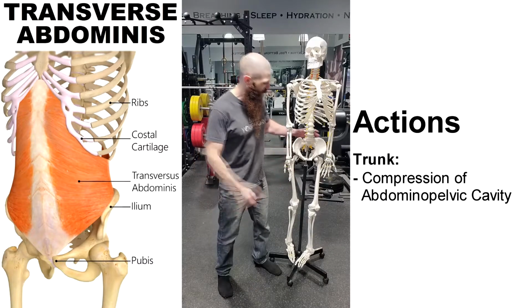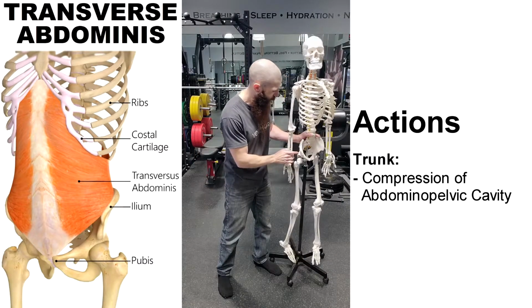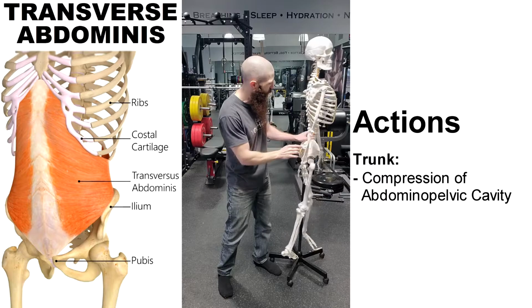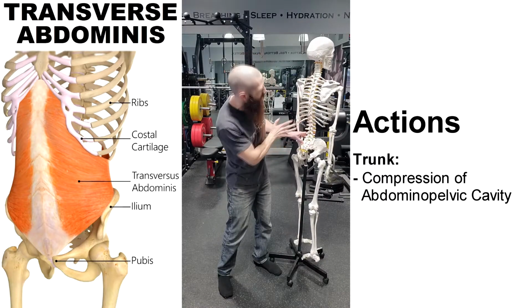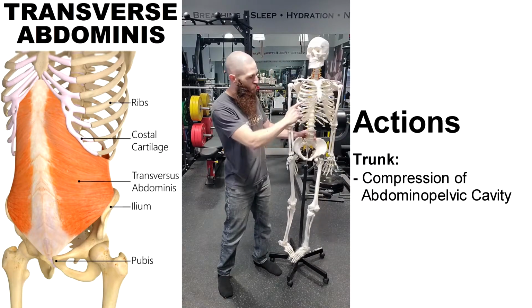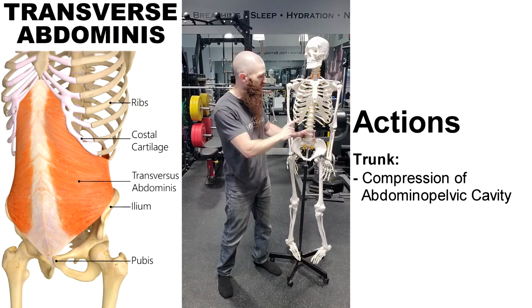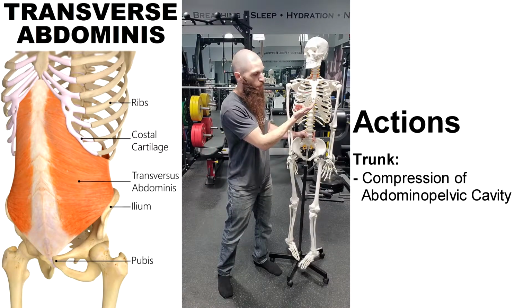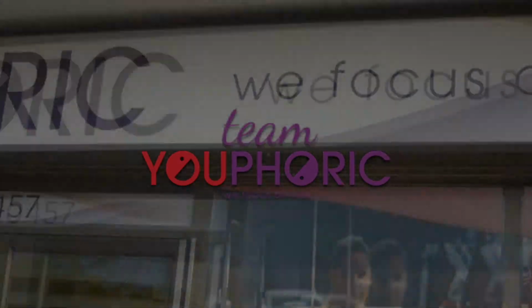The transverse abdominis attaches from the lateral 2/3 of the inguinal ligament, the anterior 2/3 of the iliac crest, the thoracolumbar fascia, and then it's going to wrap around and connect to the lower 6 costal cartilages, so ribs 7 to 12. It's also going to have an attachment to the xiphoid process.